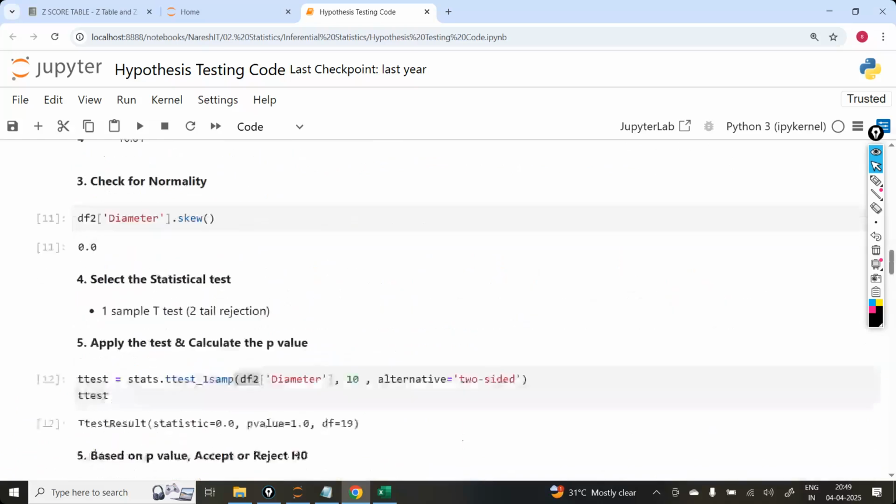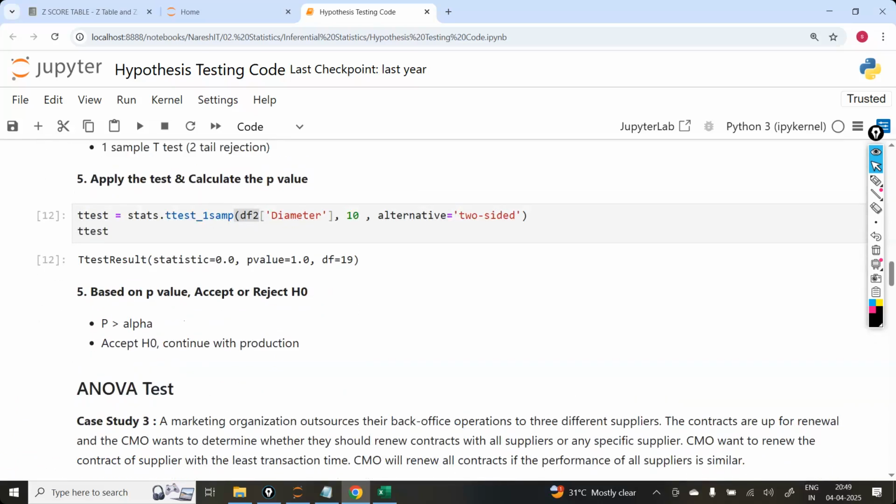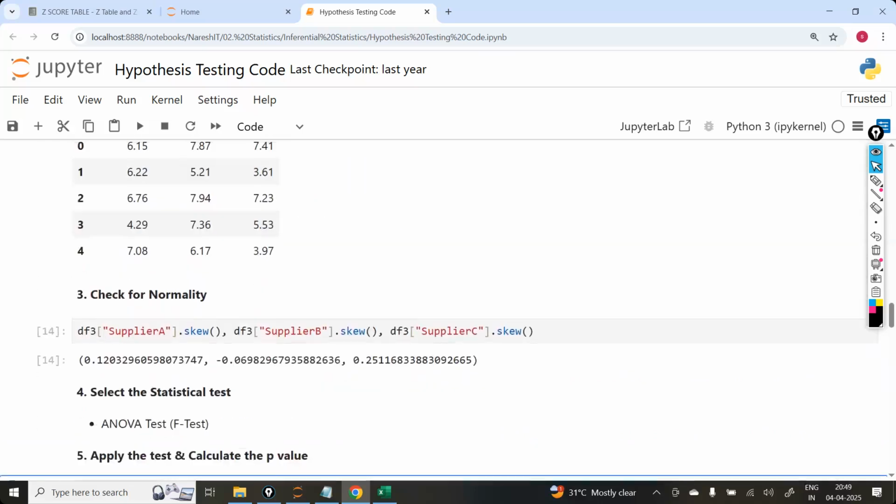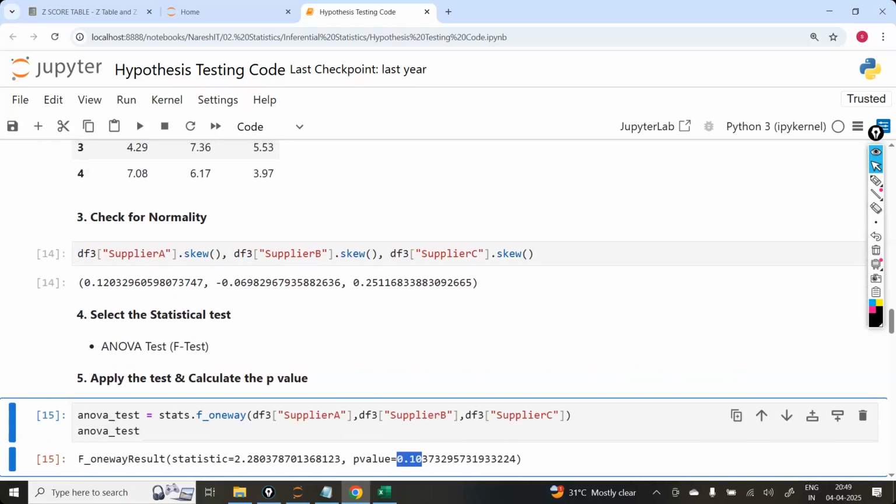Now what is the alpha? In the question, alpha was given? No. Then what is the default alpha? 0.05, which we have considered in the step 2. Automatically 0.05. Now here p-value we got as 0.10. Since 0.10 is greater than 0.05, should we accept or reject?